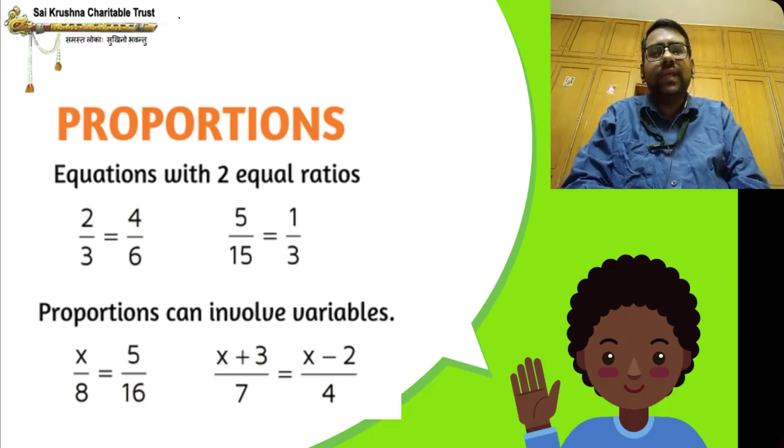Now, x plus 3 by 7 is equal to x minus 2 by 4. Which is the variable here again? In both ratios, it is x. x plus 3 by 7 equal to x minus 2 by 4. What is the variable here? It is x. In both, which is the variable? Yes, correct, x.